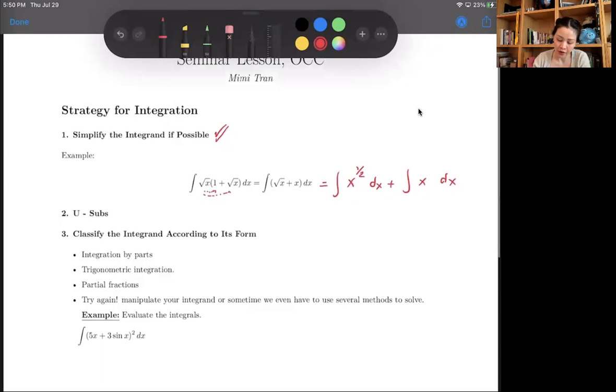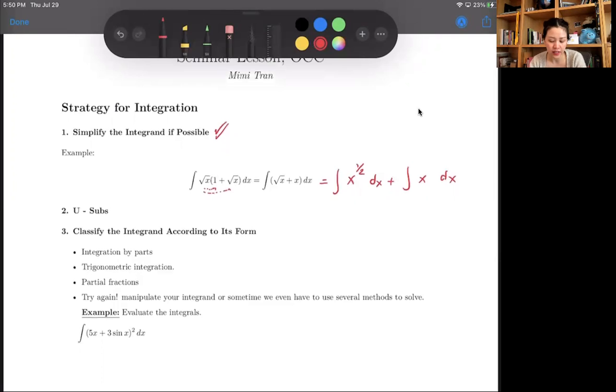Okay. All right. The second thing, which is very popular, is to use the u substitution. Use u substitution whenever you can. Okay, that's the easiest form.